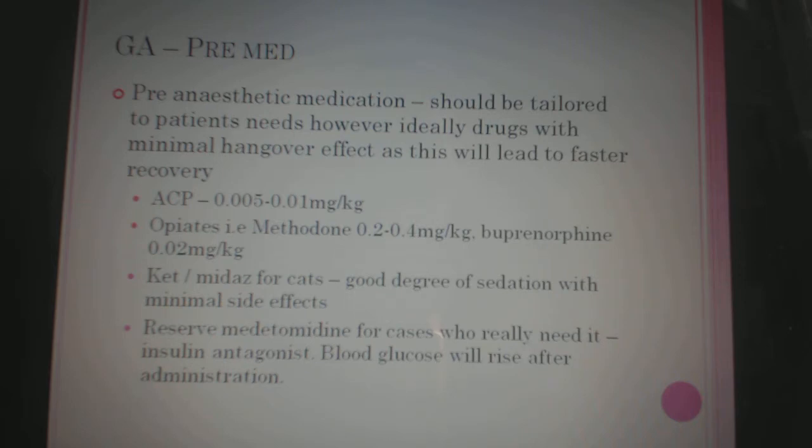But just remember things like Domitor and medetomidine should really be reserved for cases who really need it. So if the animal isn't manageable without it, then obviously use it. But remember that this is an insulin antagonist, so blood glucose will rise after administration, which can make monitoring these animals quite difficult.